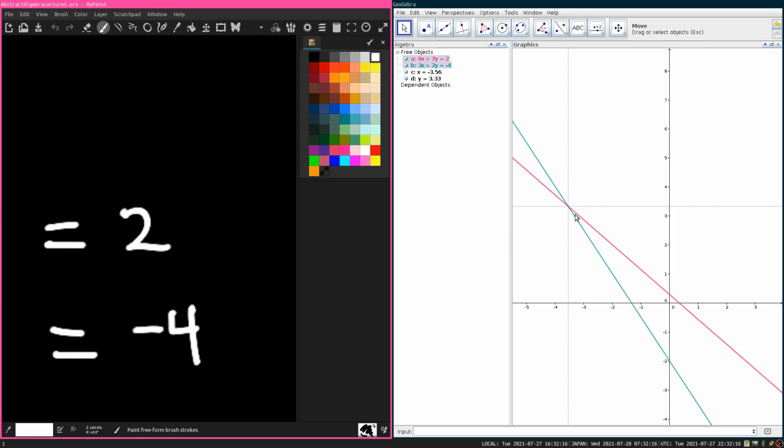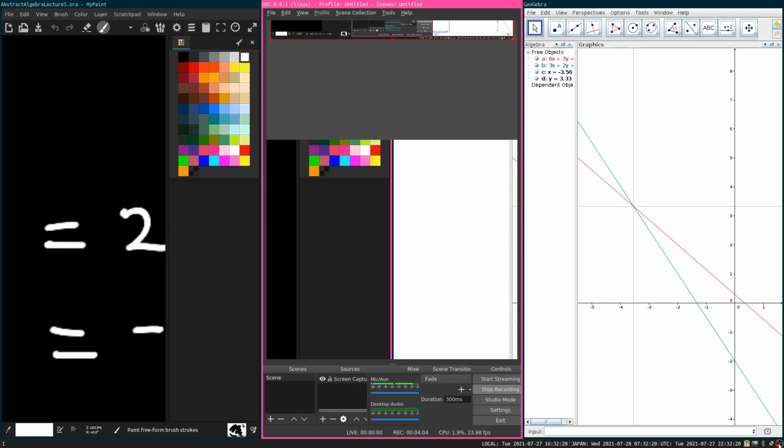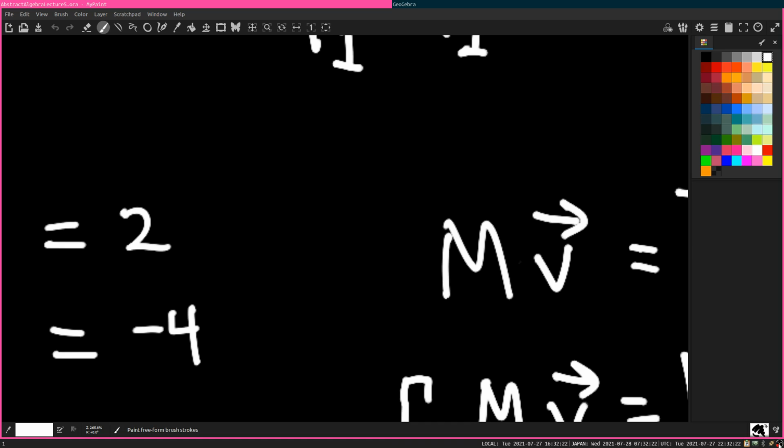I don't like editing, but let me make sure I'm recording with the correct microphone and that it's not muted. That's good.